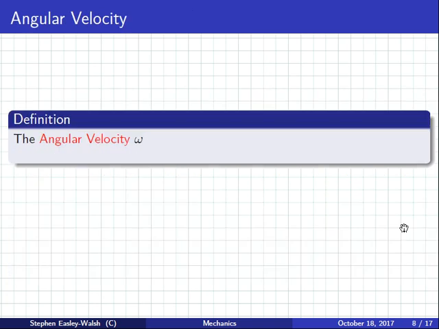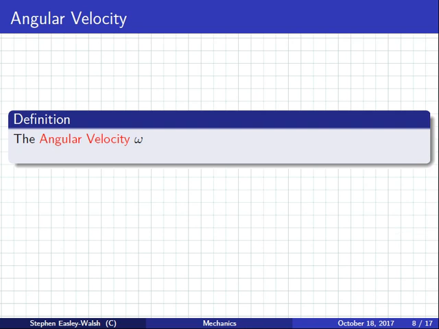Now, some new words. So we have this thing called angular velocity. I wonder, you might actually be able to figure out from the name. So we all know what velocity is. So angular is an adjective. What do you think the noun is? If the adjective is angular, then the noun is angle. So what could be angular velocity?